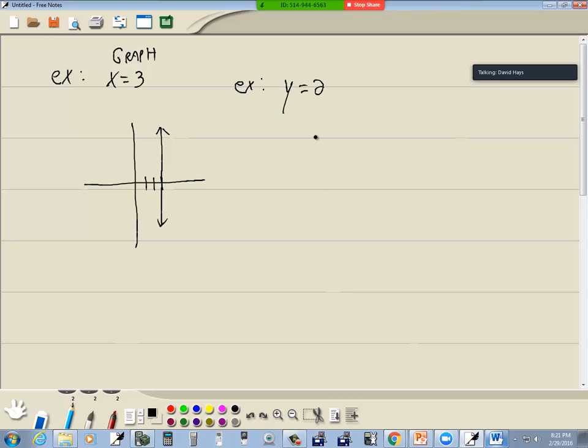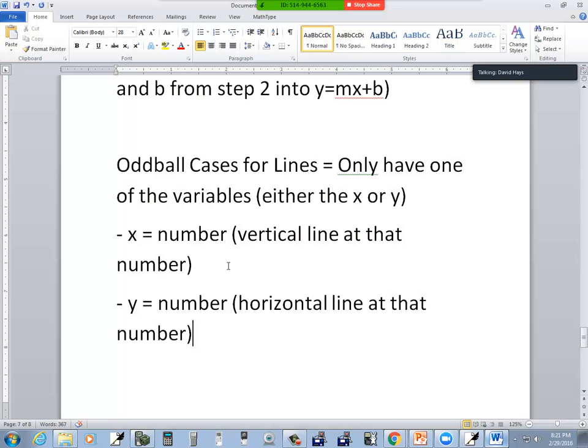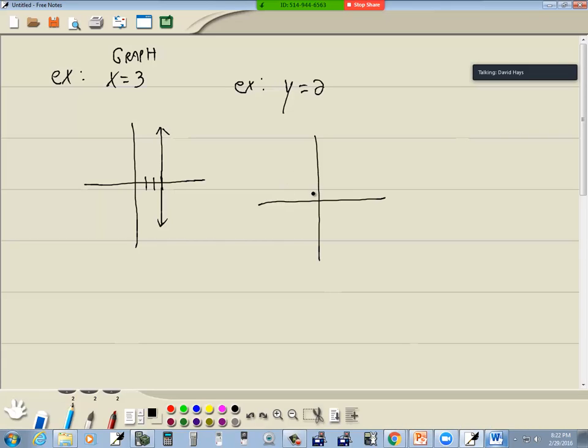On the other hand, if we got y is equal to 2, again, it's an oddball case, but it's only got one of the variables. That tells us y is equal to a number, it's going to be a horizontal line at that number. So I go to 2 on my y-axis, and I draw a horizontal line.